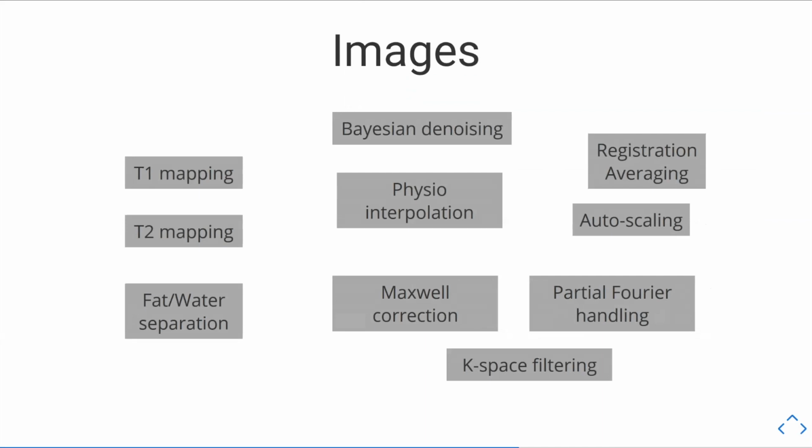For the images, so after the reconstruction, we have things like the T1 and T2 mapping that accept a number of images and then perform the fit of these functions. We have a fat water gadget that performs the B0 mapping and then extracts fat and water images. We have gadgets for doing Bayesian denoising, Maxwell correction, and many other things.